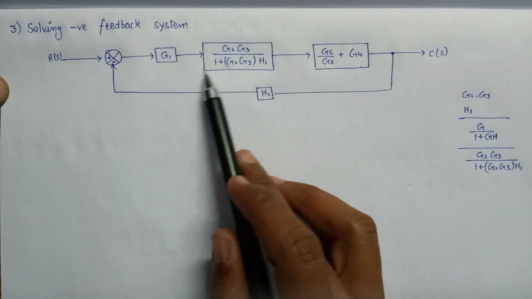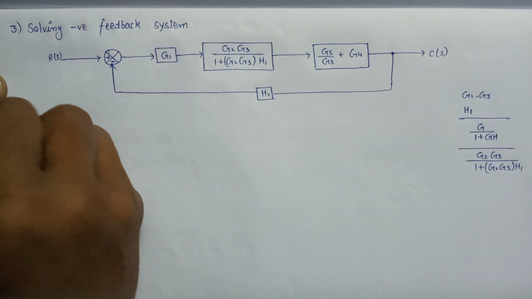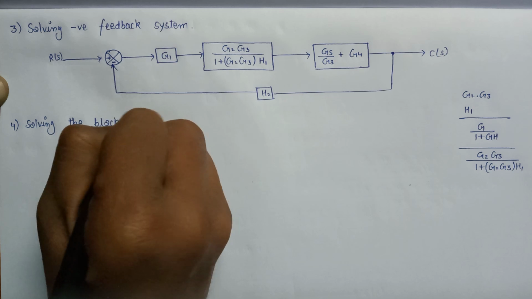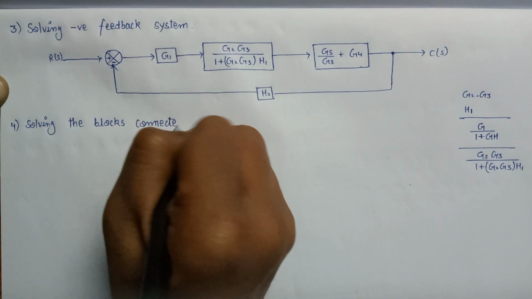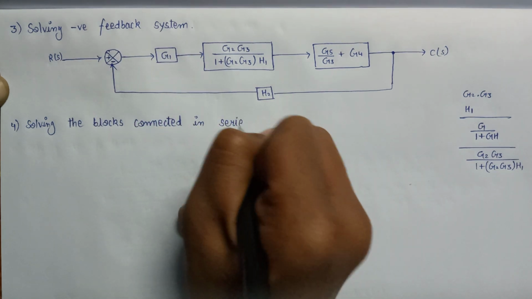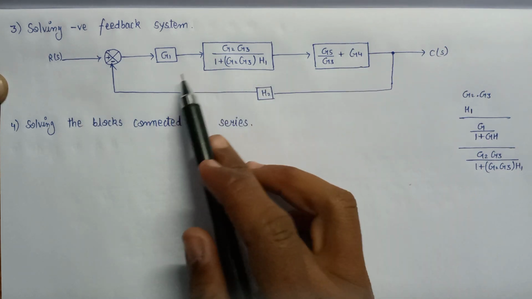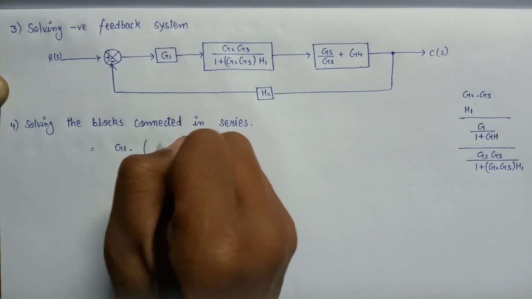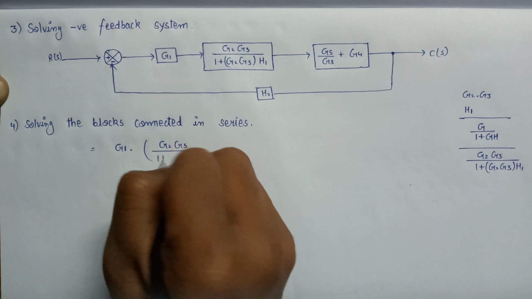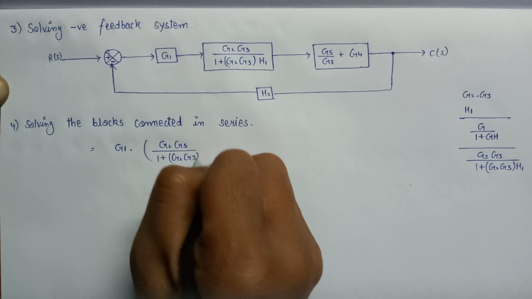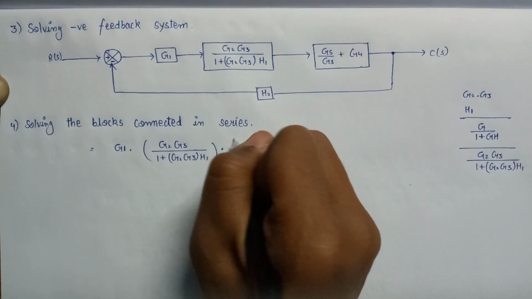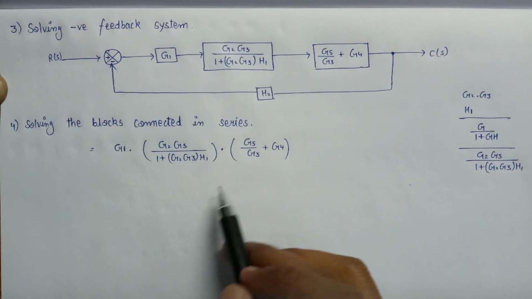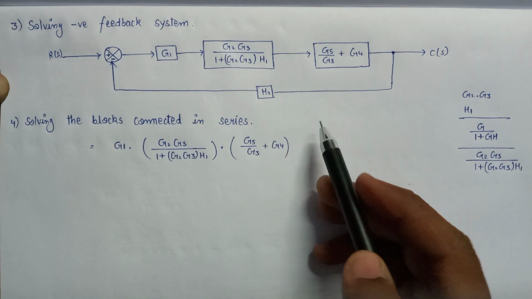Now let's reanalyze this whole block diagram. Here are the three blocks that are connected in series connection. So our next step is solving the blocks connected in series. Since the blocks are connected in series, therefore their gain will now get multiplied. So the equivalent gain will now become multiplication of G1, and G2, G3 over 1 plus G2, G3 into H1, and multiplication of G5 over G3 plus G4.